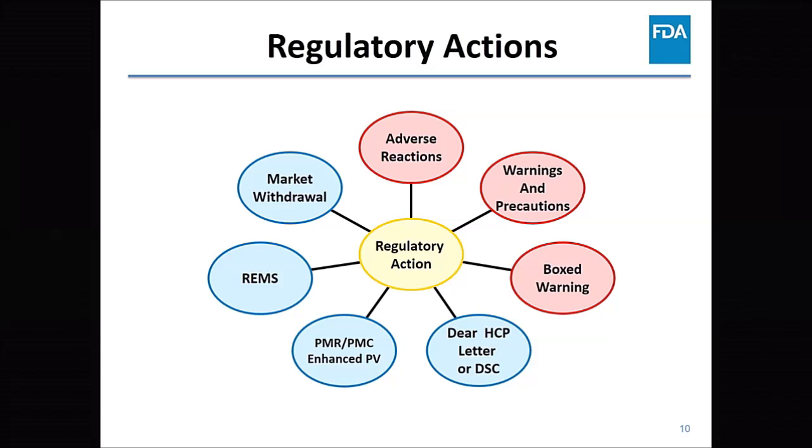When we identify a safety signal, we can require the drug manufacturers to issue Dear Healthcare Professional letters warning the medical community of the risk. We can issue drug safety communications. We can use post-marketing requirements or post-marketing commitments, PMRs and PMCs, to further evaluate the event. In some situations, the use of REMS, or risk evaluation and mitigation strategies, may be considered necessary in order to manage a risk while enabling continued access to the product. And the option of last resort is market withdrawal.